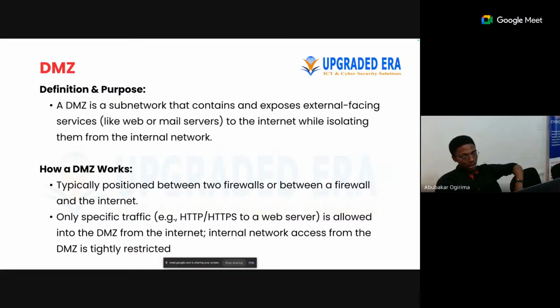How it works, so typically it's positioned between two firewalls or between the firewall and the internet, right? And you can now specify what traffic you want. Some people would say DMZ is just an overhyped type of firewall, but no, it goes deeper than that, right? So when you do these specifications, just as mostly how you do on the firewall or on an ACL, internet network access from the DMZ is tightly restricted. This is basically for security reasons.